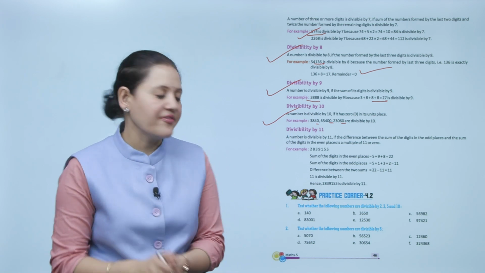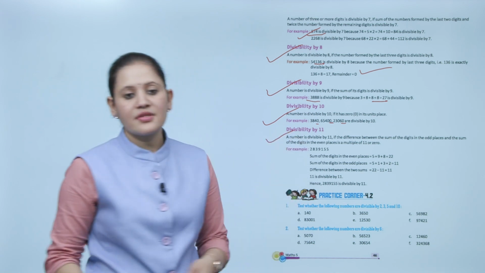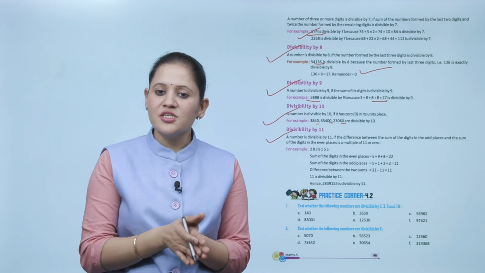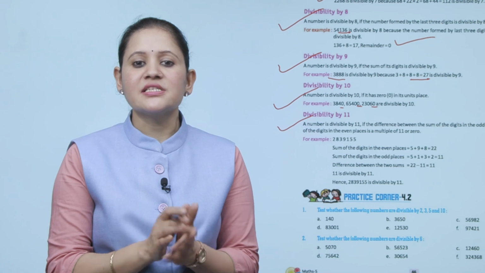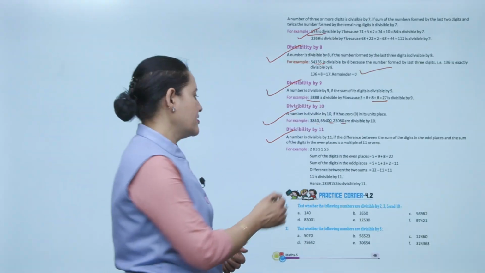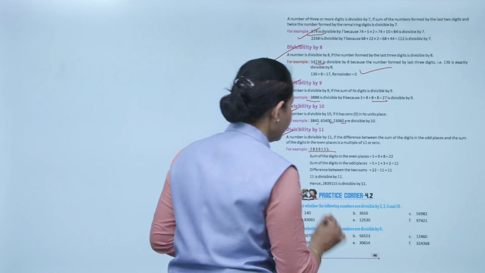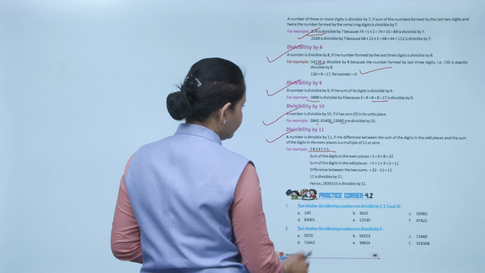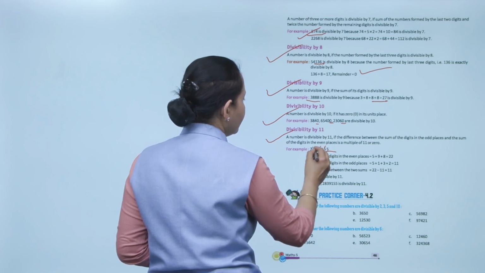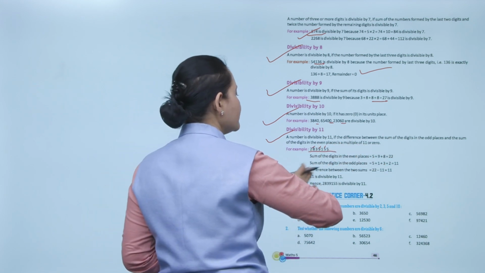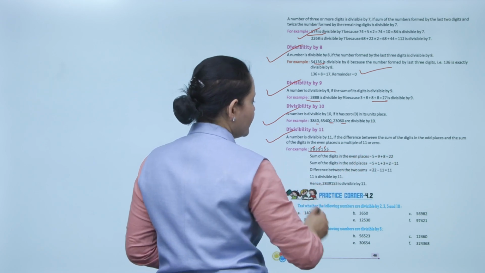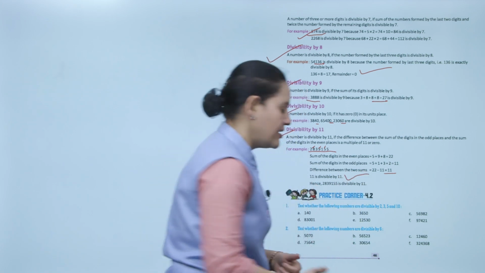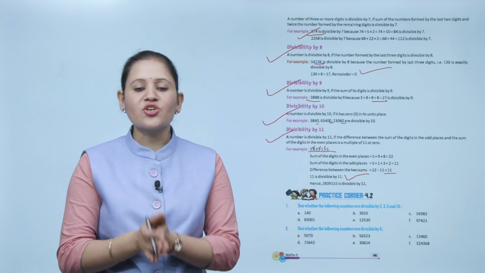Next is divisibility by 11. A number is divisible by 11 if the difference between the sum of digits in odd places and the sum of digits in even places is a multiple of 11 or 0. This is the given number, so the digits at even places are 5, 9 and 8. Sum is 22, and the sum of digits at odd places is 11. So 22 minus 11 is 11. That means this number is divisible by 11. Clear? Next is practice corner 4.2.